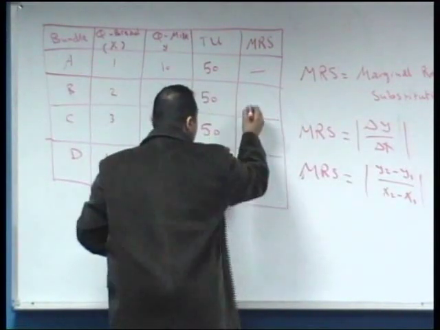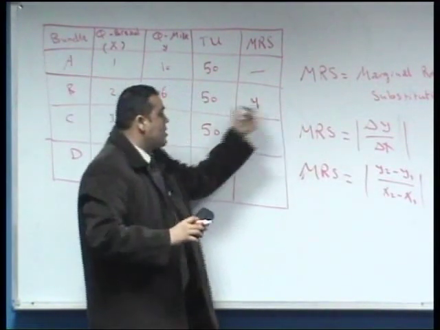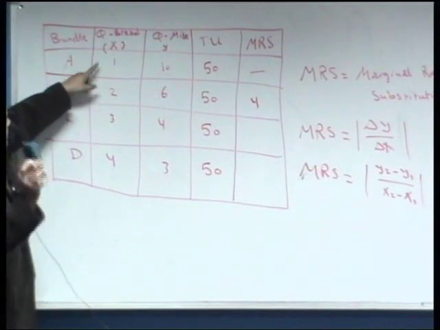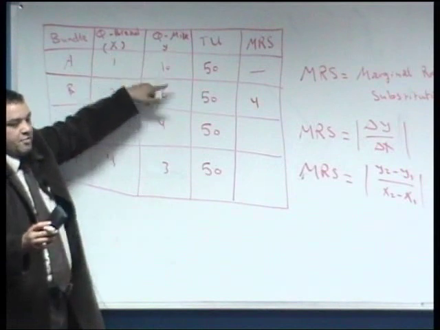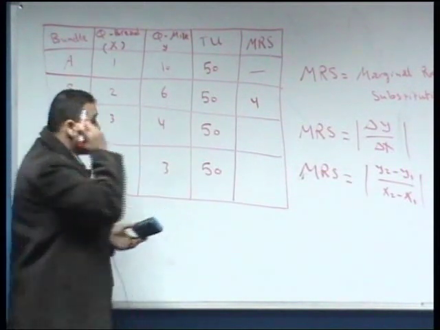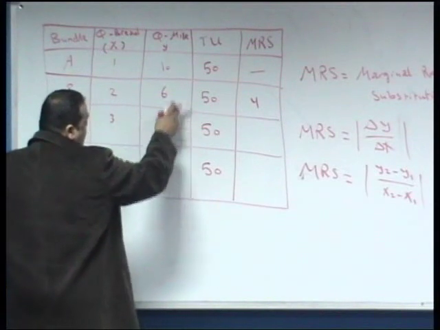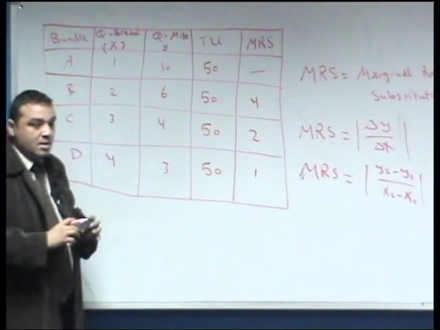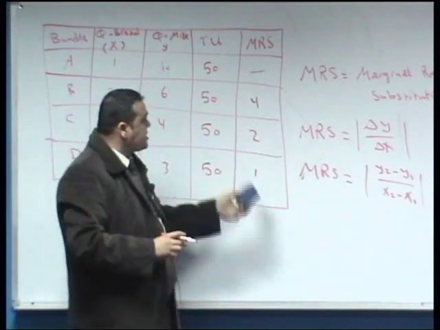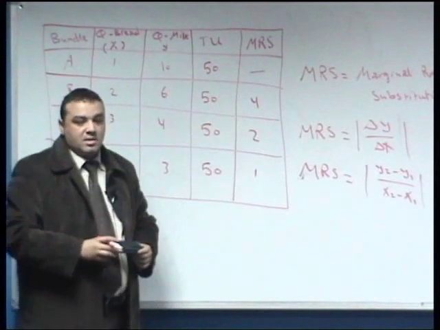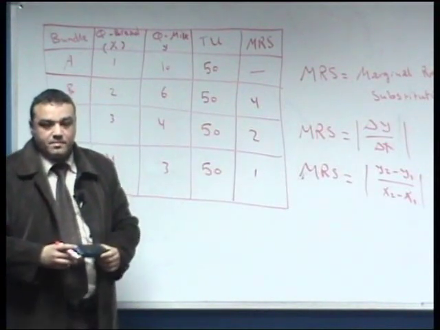Right? So, in this case, when the consumer decided to add 1 unit of X, he gave up 4 units of Y. This is the marginal rate of substitution. Then 2 units, 1 unit. Right? As you see, what happens to the MRS? It's decreasing.